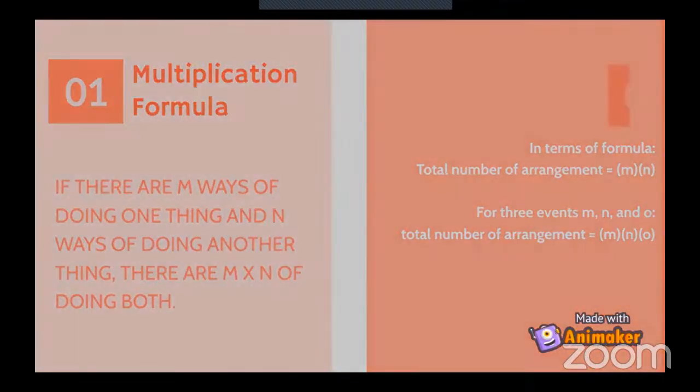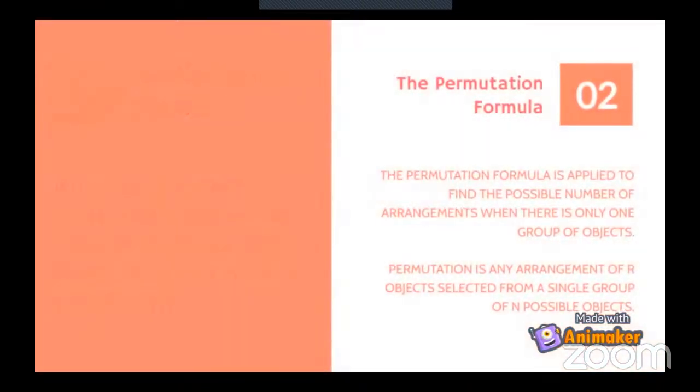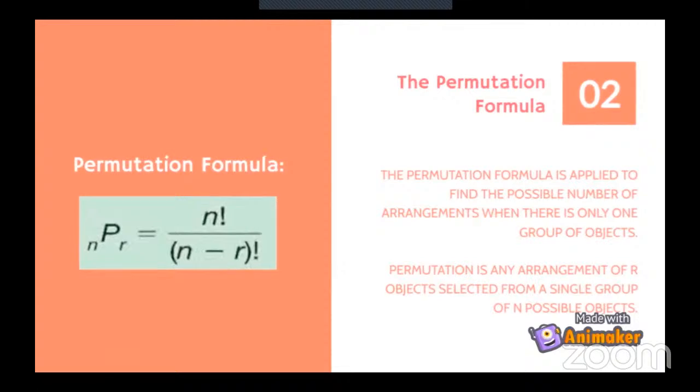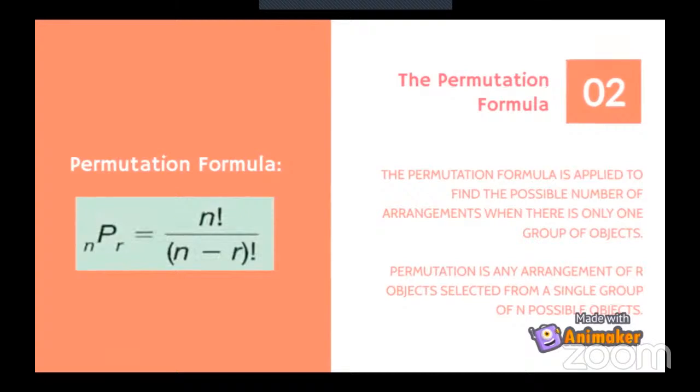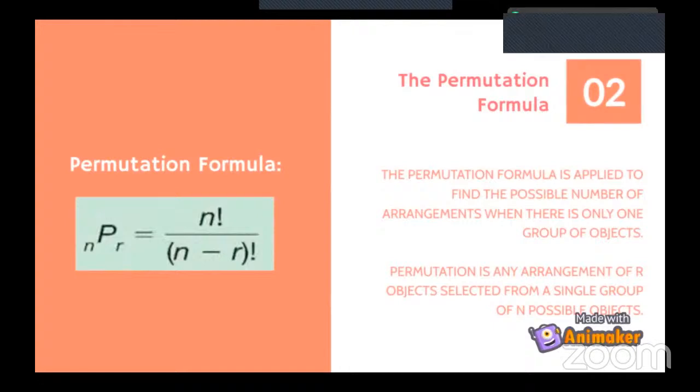Next is the permutation formula. It is applied to find the possible number of arrangements when there is only one group of objects. Permutation refers to any arrangement of r objects selected from a single group of n possible objects. So the formula to count the total number of different permutations is nPr equals n factorial divided by n minus r factorial, where n is the total number of objects and r is the number of objects selected.